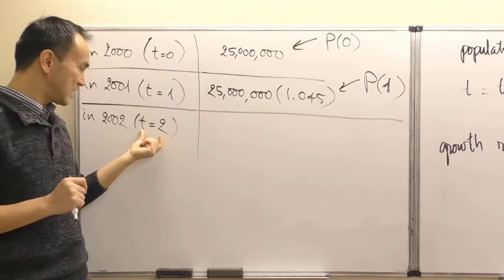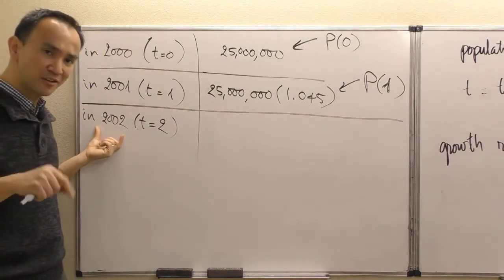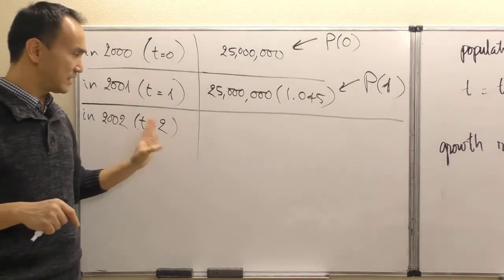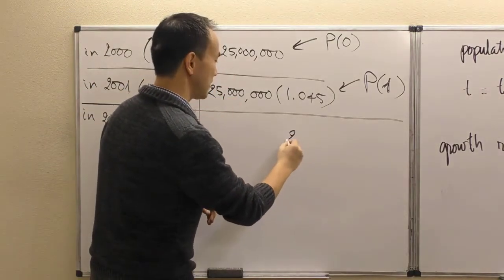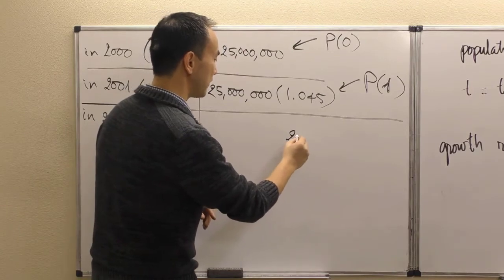So now t equals 2, or in year 2002 right here. Okay, then we have done the math there earlier, so 25 millions.